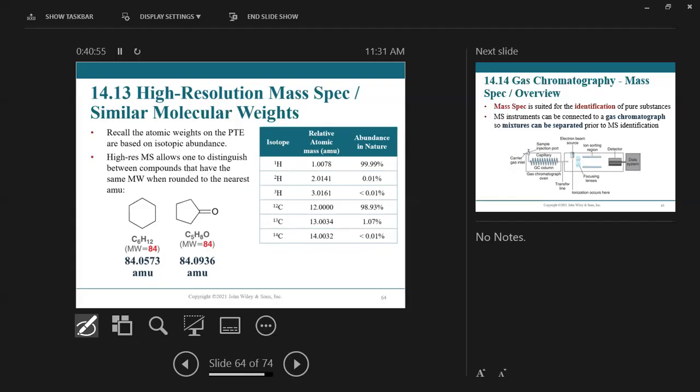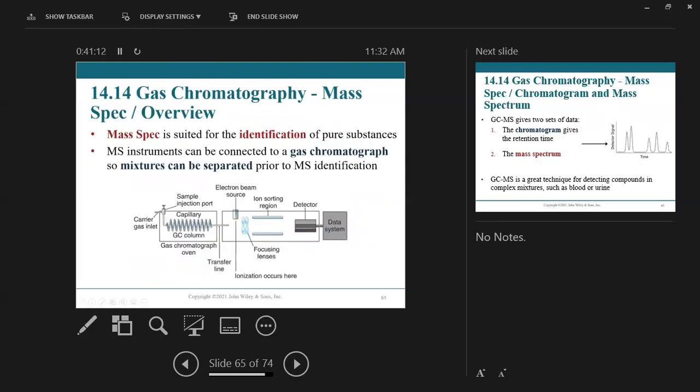High resolution mass spectrometry allows one to distinguish between compounds that have the same molecular weight. So these have the same molecular weight, right? But we can distinguish them with mass spectrometry. It says mass spec is suited for the identification of pure substances. They're usually combined with a GC, LC, or ICP. So they're coupled with some other instrument.